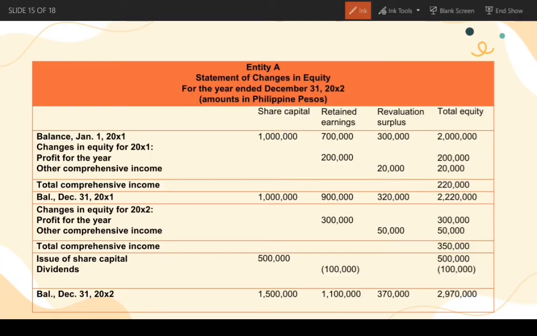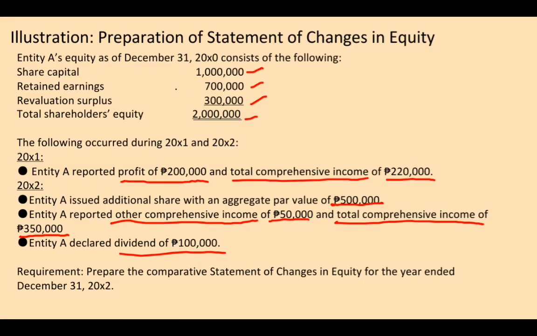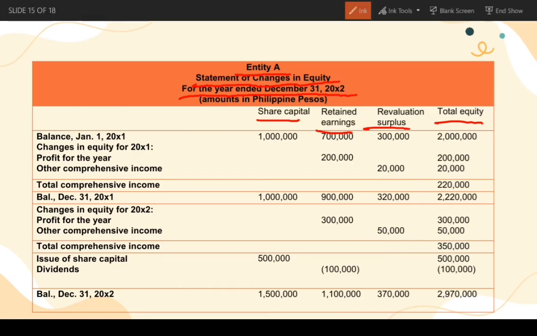So, dito yung heading, entity A, ito yung name ng entity, and then, next yung financial statements. So dito, statement of changes in equity and then yung date, for the year ended December 31, 20x2. So dito, share capital, retained earnings, and revaluation surplus, saka yung total equity. So balance, January 1, 20x1, ito yung December 31, 20x0 sa given. So share capital 1 million, retained earnings 700,000, revaluation surplus 300,000, total shareholders' equity 2 million. So 1,700,000, 300,000, and then 2 million.